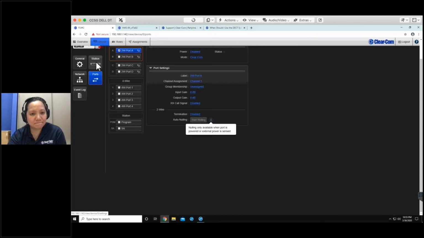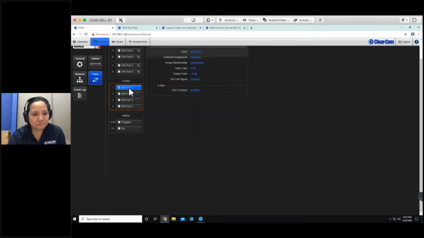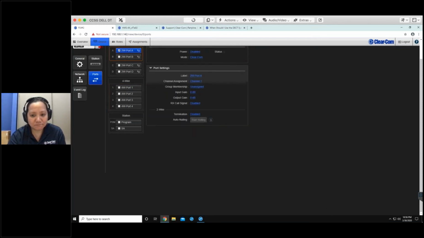And then you click that auto null, you start the auto nulling. By the way, you never want to have a 2-wire port associated with a channel if nothing is plugged into it, because it'll add some echo. I don't know if we need to go over the difference between 2-wire and 4-wire, but if anybody doesn't understand that, just let us know and we'll talk about it. Obviously, in the 4-wire ports, there is no nulling because it's a simple circuit.